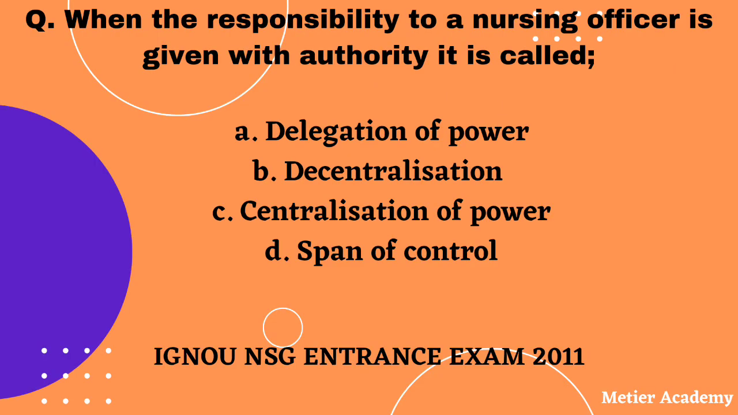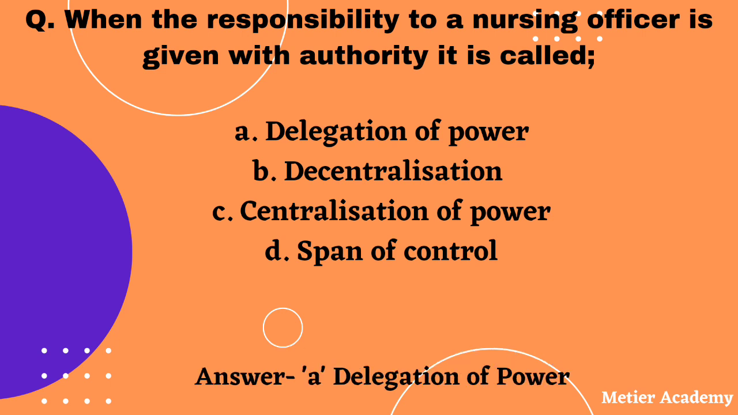The next one is, when the responsibility to a nursing officer is given with authority, it is called given with authority. Underline the word, they are giving some power. So the given options are delegation of power, decentralization, centralization of power, span of control. And here the correct answer is option A, delegation of power.